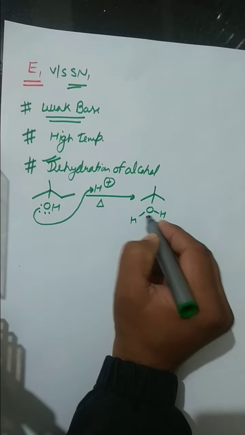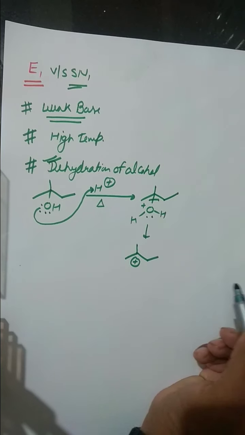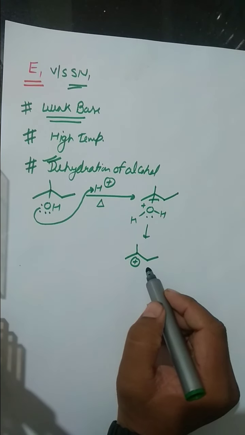And we all know if any electronegative atom carries positive charge, then this species is very unstable. That's why this bond would be broken and we will get a carbocation. So why are we saying that E1 should be compared with SN1? Because in the SN1 mechanism there is formation of carbocation, as well as in the E1 mechanism there is also formation of carbocation.